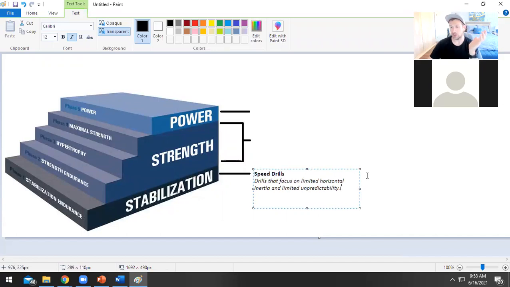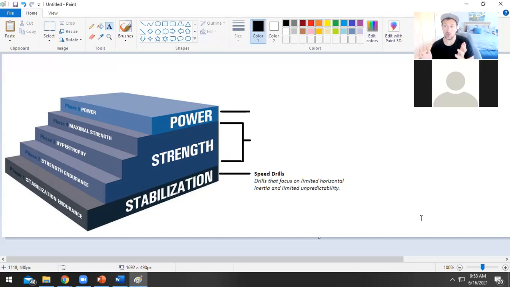When we're looking at this, the reason I'm saying speed drills is you can do a little bit of agility with clients in the stabilization phase. You can do a little bit of quickness in the stabilization phase. There's a little bit of wiggle room here, but primarily the main type of drills that we are focused on are speed drills. We are limiting the horizontal inertia, right? We're limiting the agility. We're limiting the unpredictability. That means that we're limiting the quickness side of things. So with clients in stabilization, most of the time you are going to do speed drills.